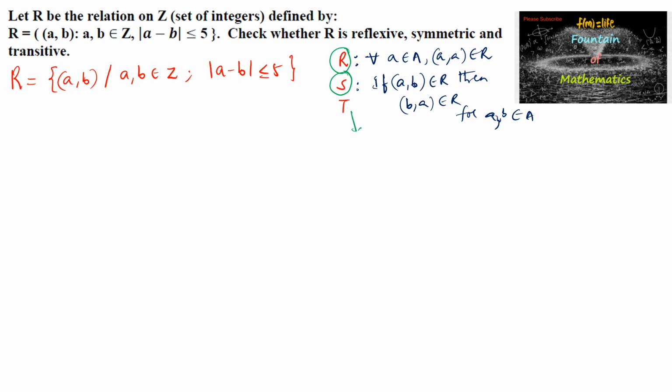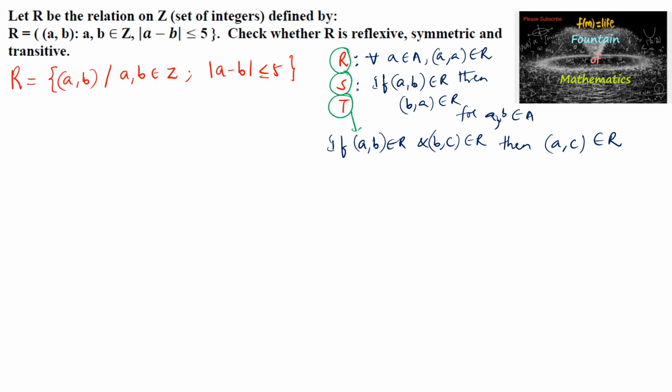And coming to the transitive, if a is related to b and b is related to c, if both these ordered pairs are in the relation, then there must be (a, c) belonging to the relation R. Then we can consider that the relation is transitive.